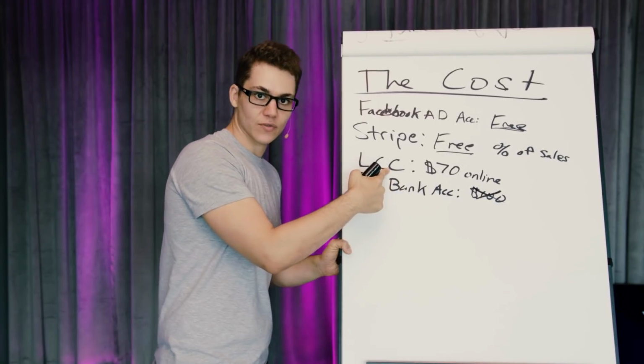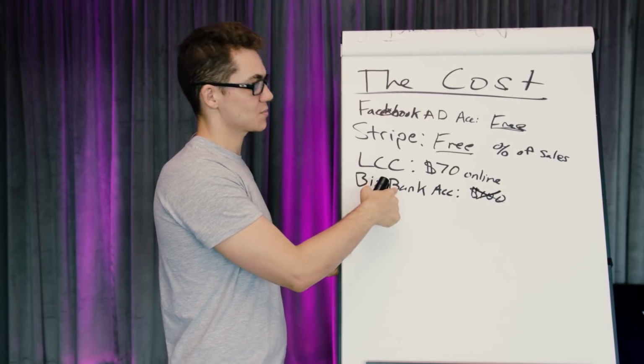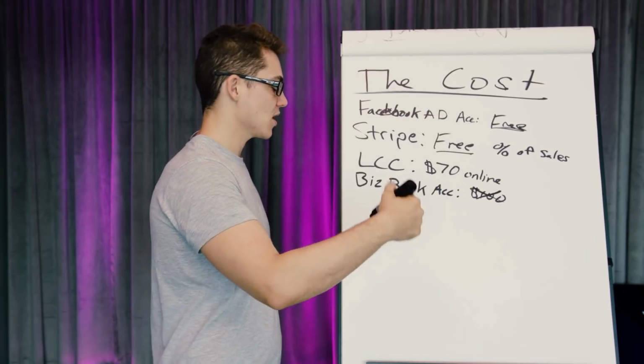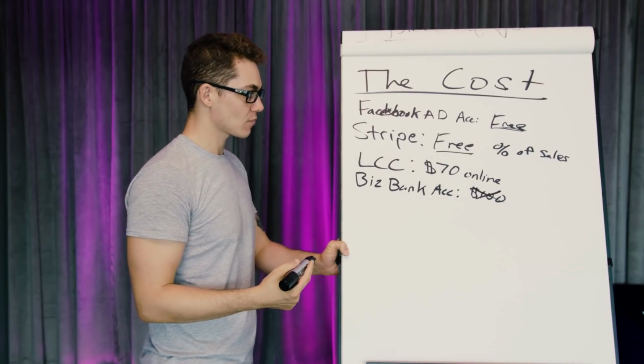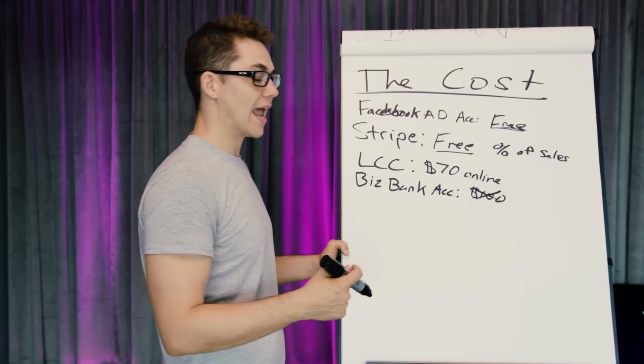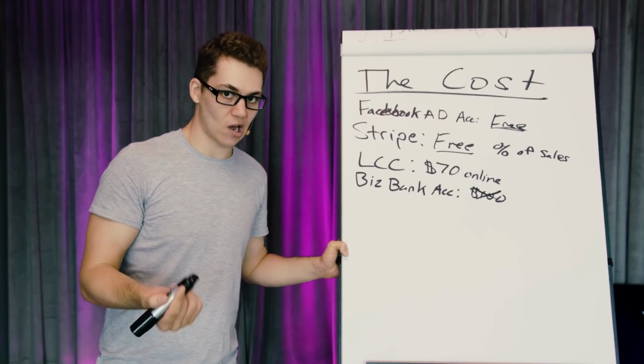But once you get your articles of incorporation, you take them to the bank, you get a business bank account, put $100 in it, you're good to go. So next, what we need is a landing page software, okay?